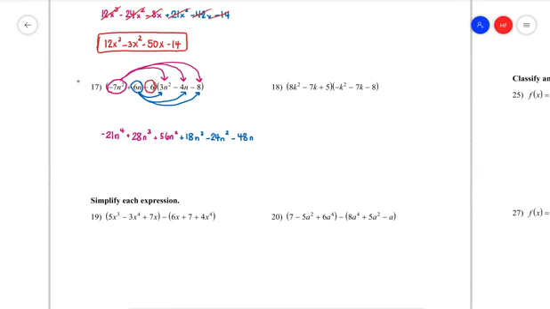And lastly, we'll take this negative 6 to all 3 terms. Negative 6 times 3n squared is negative 18n squared. Negative 6 times negative 4n, positive 24n. And negative 6 times negative 8 is positive 48.